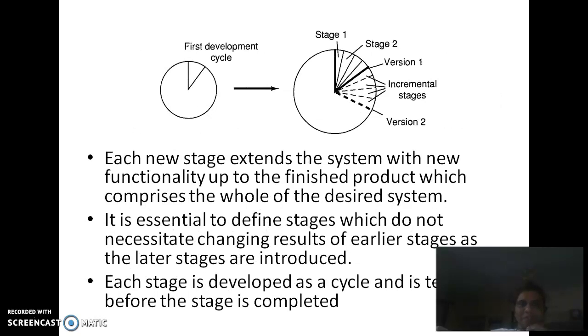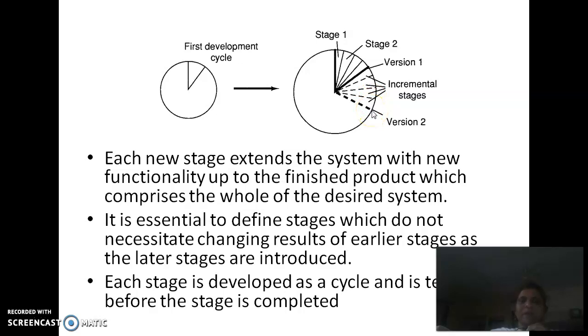So looking into this, the first development cycle has given us only version 1, whereas in incremental development, we no longer call it a cycle, but stages. Stage 1, stage 2, stage 3, stage 4, and so on until it finishes some set of stages. It is called version 1. And again, with some more incremental stages, we have version 2.